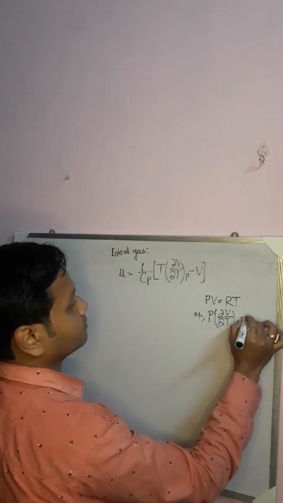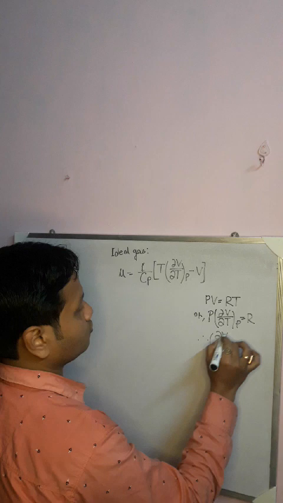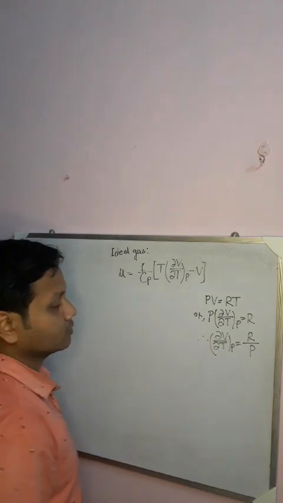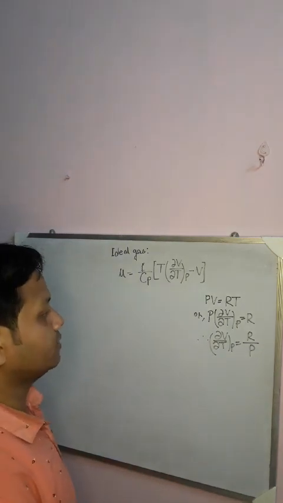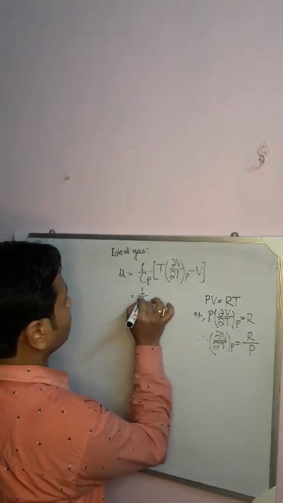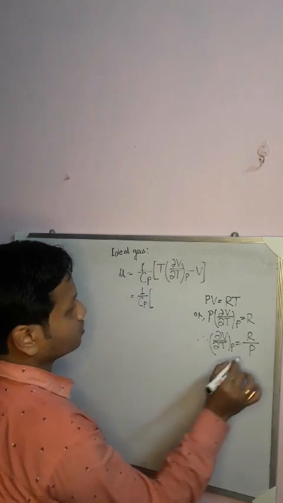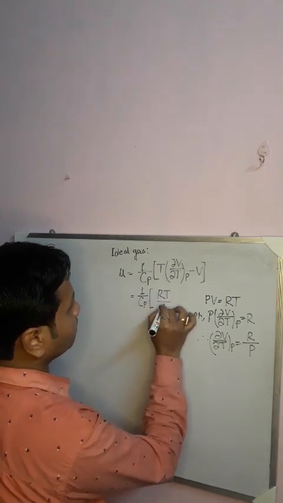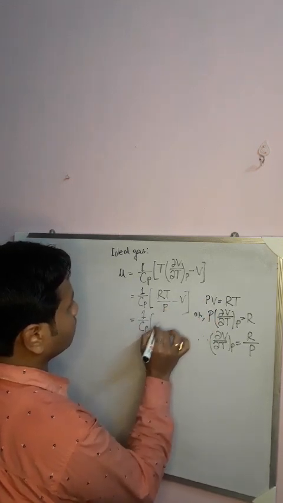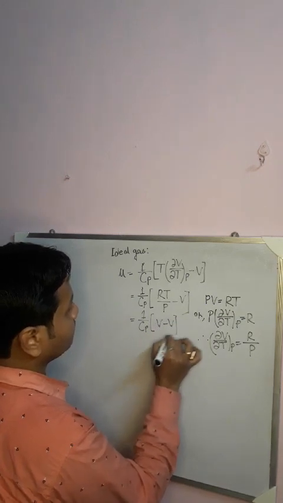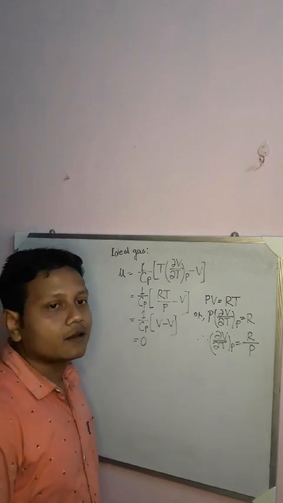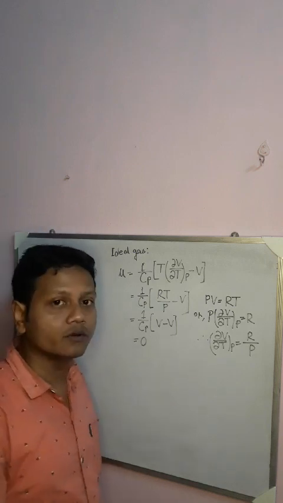Now what will be the value of del V del T at constant pressure? It is R by P. So this is simply 1 by Cp, and you put this value, that is RT upon P minus V. What is RT by P? That is V. V minus V is 0. So we see that for a perfect gas there is neither heating nor cooling, that is, the Joule-Thomson coefficient vanishes.